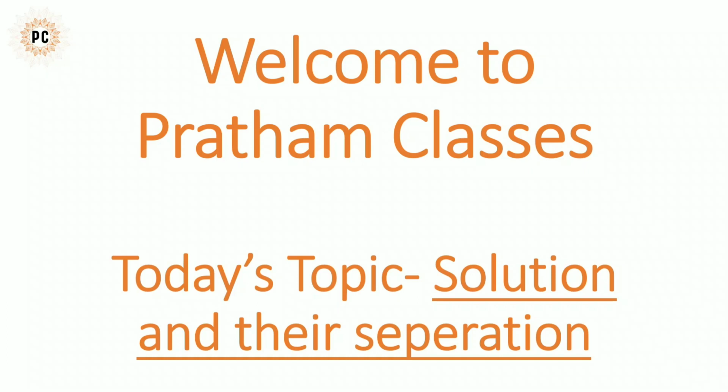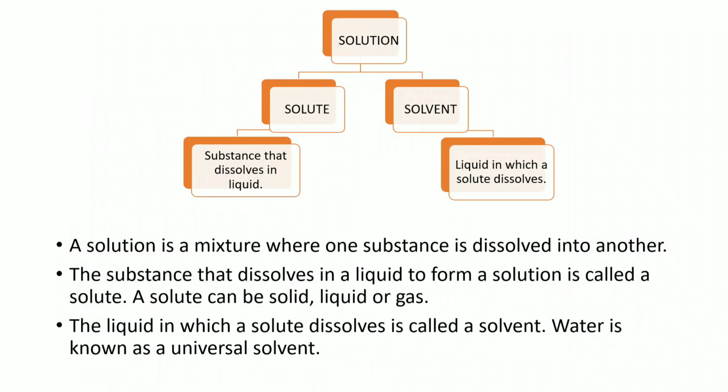Today's topic: solutions and their separation. Solute and solvent are the substances which mix with each other and form the solution. So solutes are the substances that dissolve in the liquid. Means if you are mixing sugar in the solution, then sugar is the solute. Solvent is the substance in which the solute dissolves.